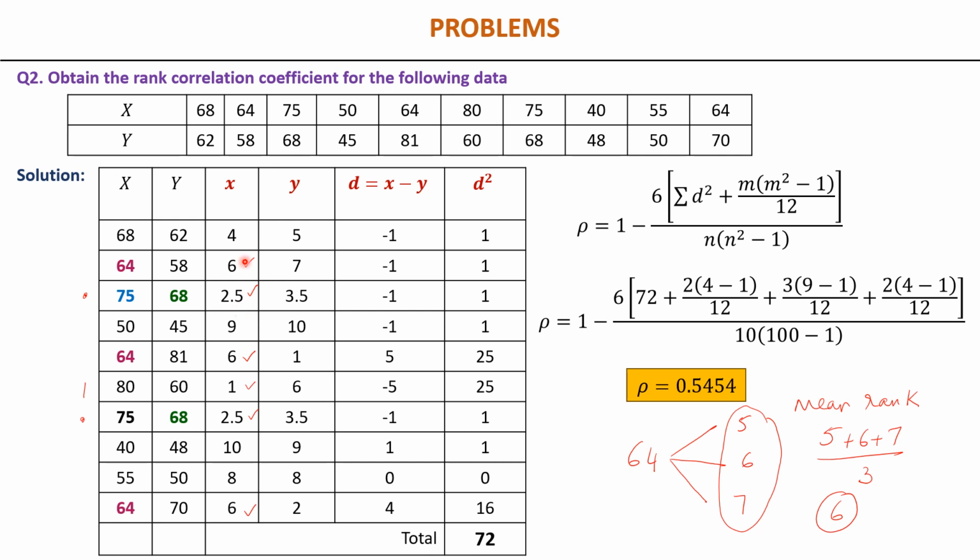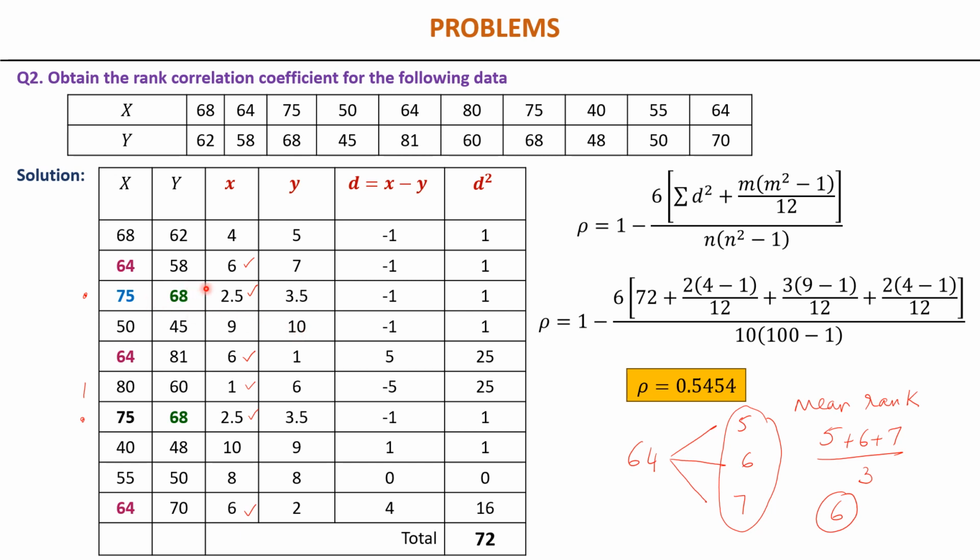Similarly for Y. For Y, when we say 81 is rank 1, 70 is rank 2. Now coming to 68, 68 is repeated twice and it should have been rank 3, rank 4. So it is 3 plus 4 by 2, so it will become 3.5. But by number, one is 3, one is 4, so 4 ranks are over, we go to the fifth one, and there is no other repeating rank, so 60 is 6, then 58 is 7, 50 is 8, 48 is 9, and 45 is 10. So there are no more repeating ranks.